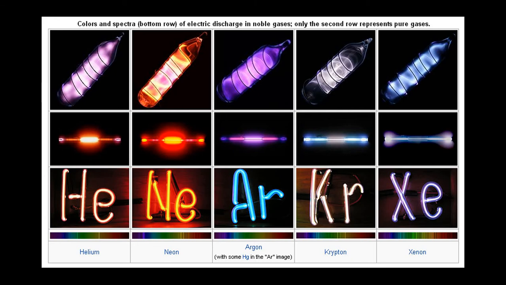Because they're not reactive, or very few are reactive under normal circumstances, you have ones that primarily are used for lights of different types. When you think of neon lights, that orange color is actually the only real neon light. All the other different colors of lights are actually different types of noble gases. And they have the different names there.